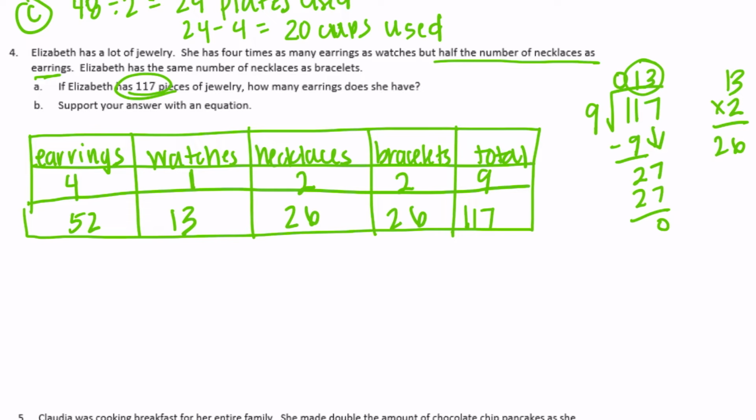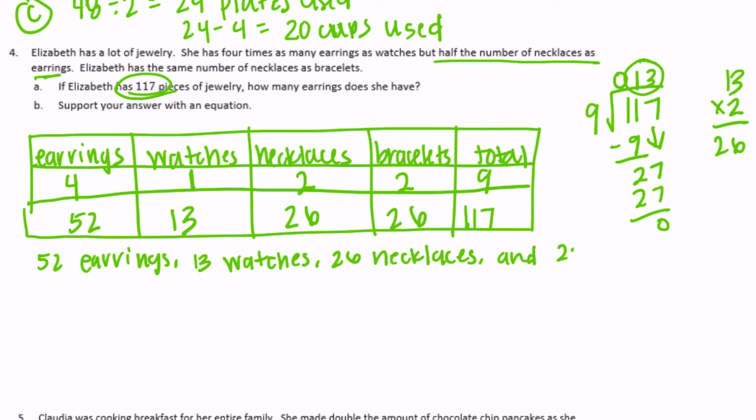Okay, so we can say 52 earrings, 13 watches, 26 necklaces, and 26 bracelets. Part 2 says to support your answer with an equation. So we're going to just turn this basically into an equation.